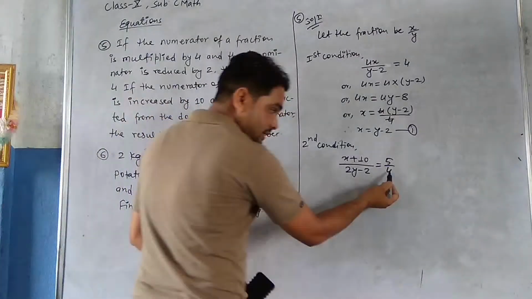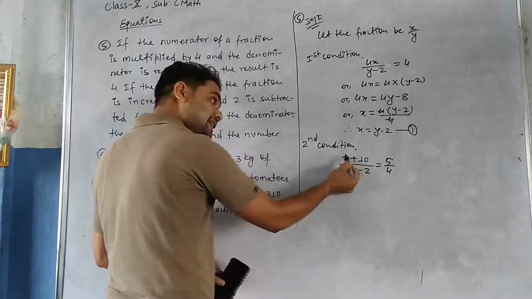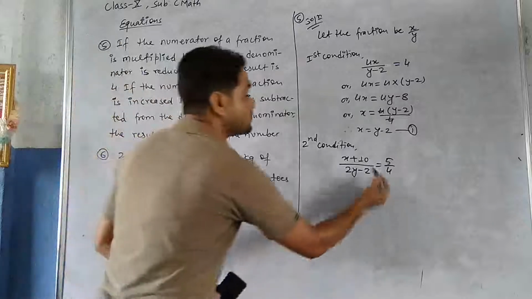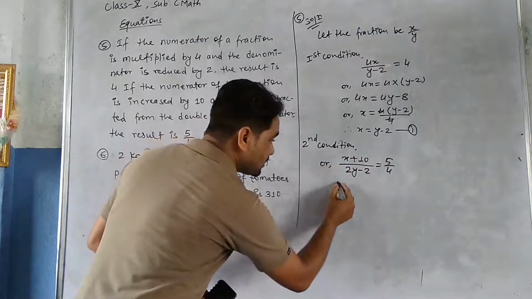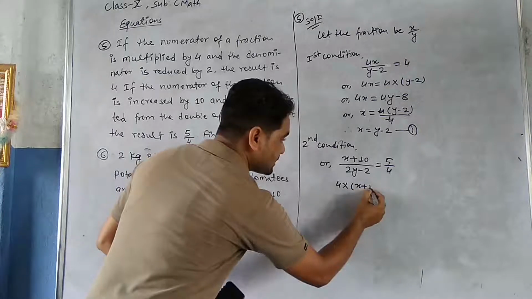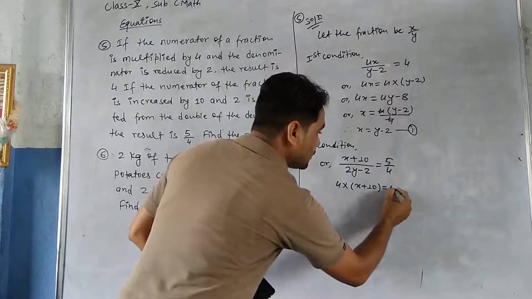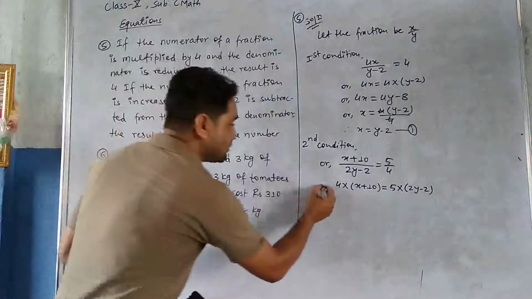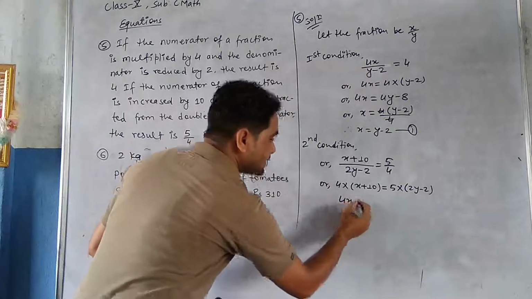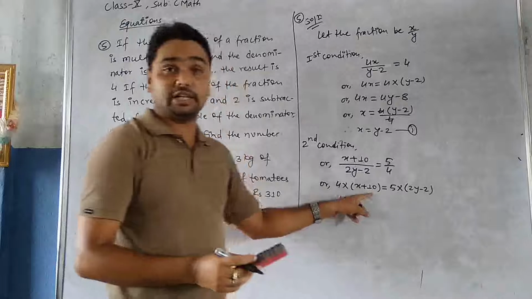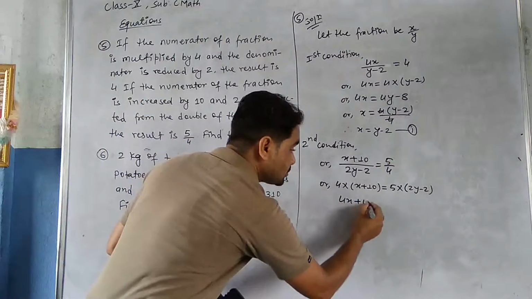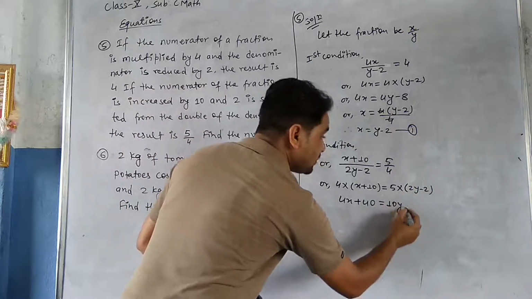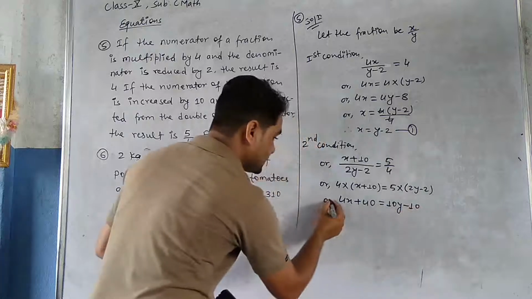Now here this 4 is in the divide, this side then it is multiplied, and 2y minus 2 is in the divide, this side it becomes multiplied. Cross multiplication. So we get 4 into x plus 10 equals to 5 into 2y minus 2. Let's multiply them. We get 4x, this 4 multiplied with x also, with 10 also. That's why we get 4x plus 40 equals to 10y minus 10. We get like this.